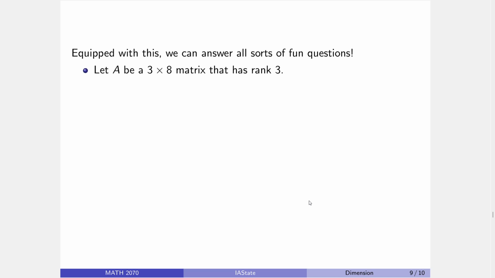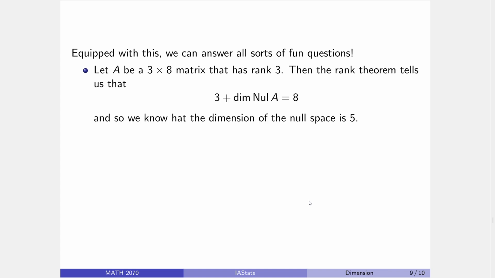Okay, so let's say you've got a 3 by 8 matrix and you know its rank is 3. Well, the rank theorem then tells us that 3 plus the dimension of the null space is 8, which forces the null space to have dimension 5. So I already know something about the null space, and all I had to do was compute the rank of the matrix. And vice versa.